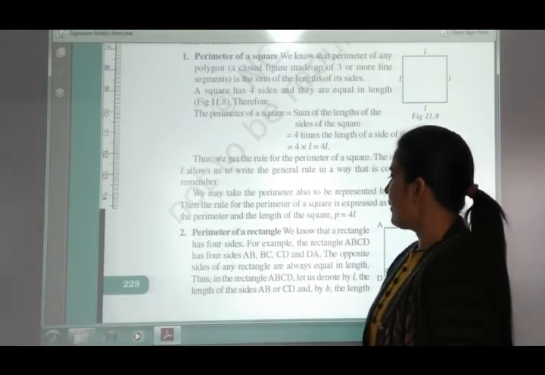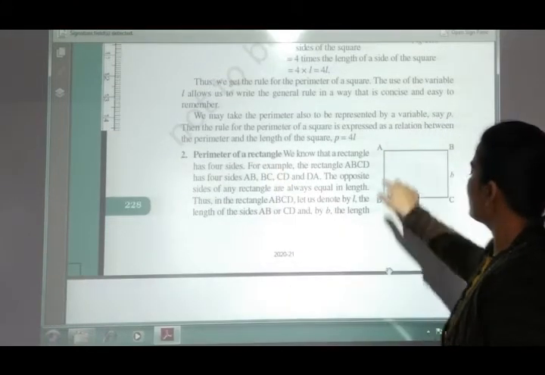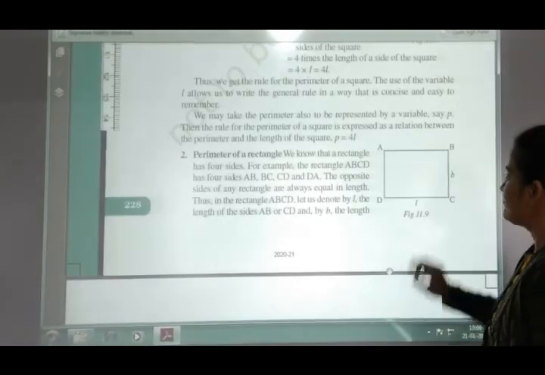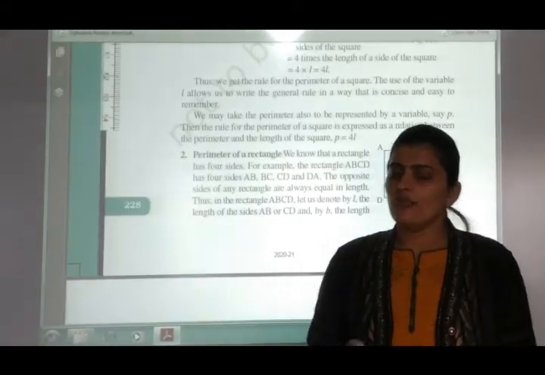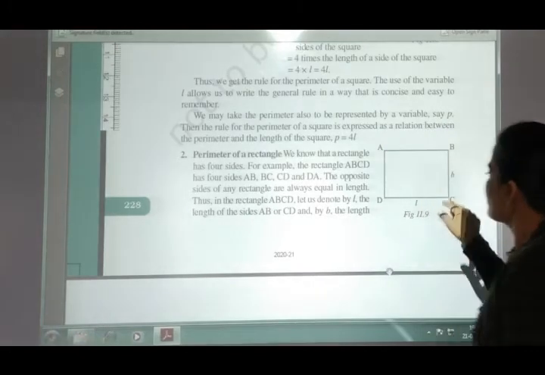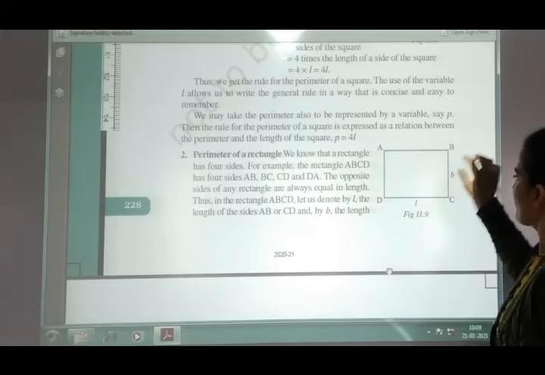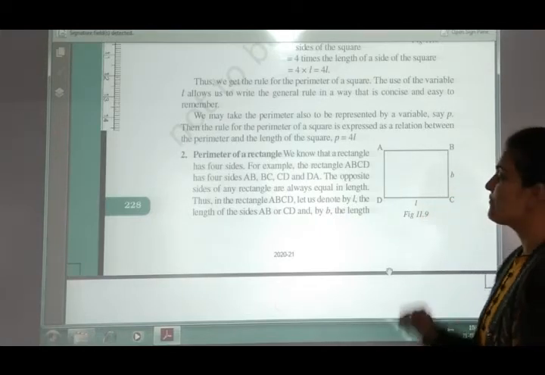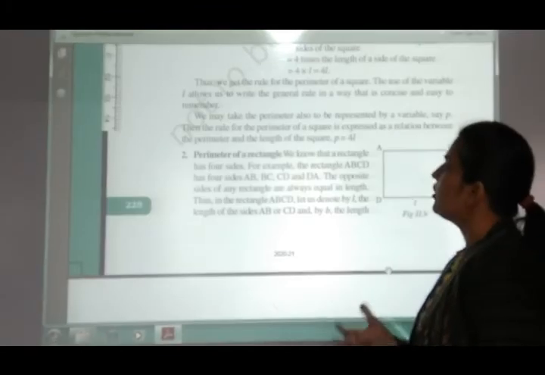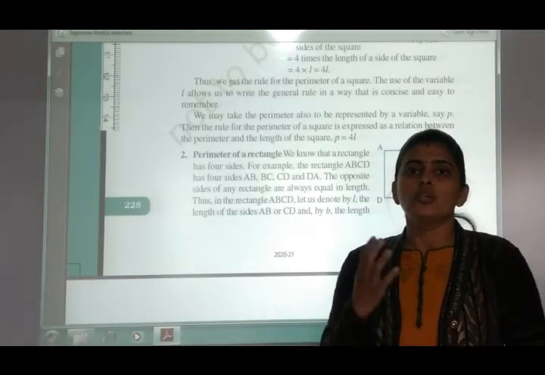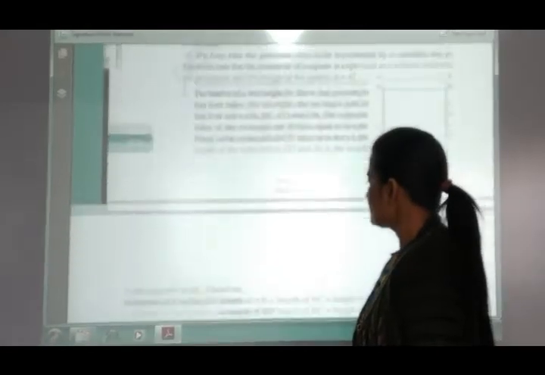Next we will see the perimeter of the rectangle. Here a rectangle is given. In a rectangle, the opposite sides will be of the same size, the same length or breadth. Length we denote by L, and breadth we will say is B. So we know that the perimeter of a rectangle will be equal to 2 times the sum of the length and breadth.